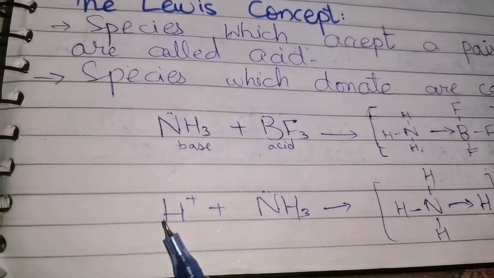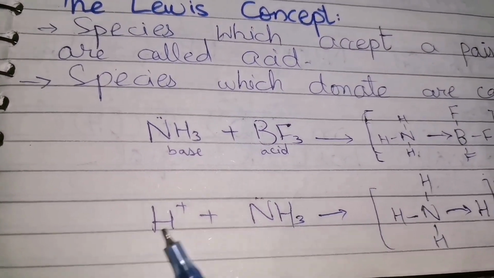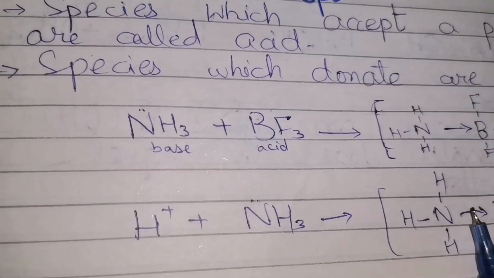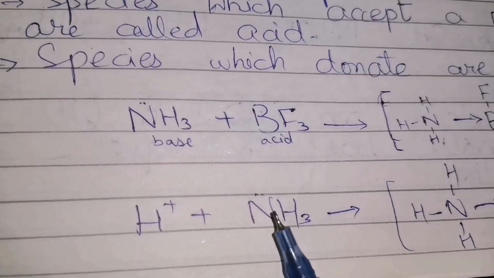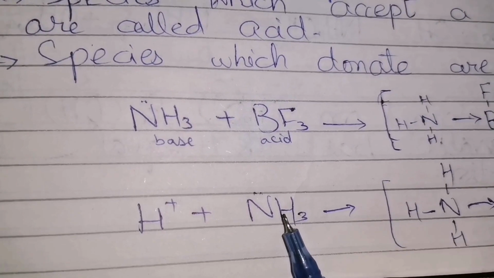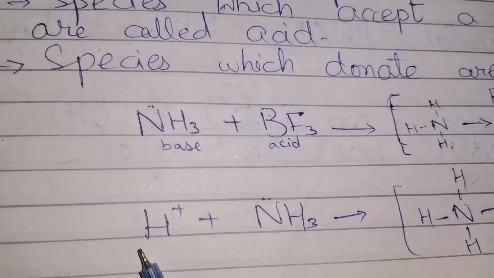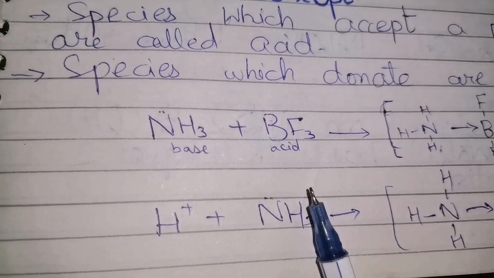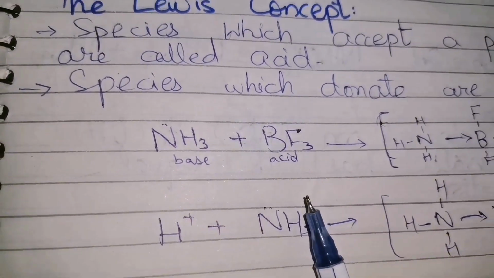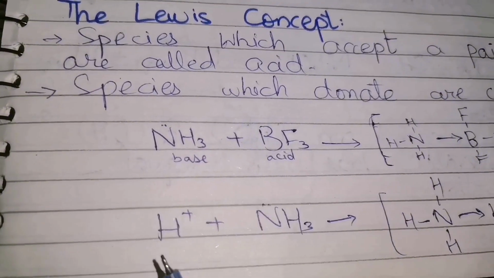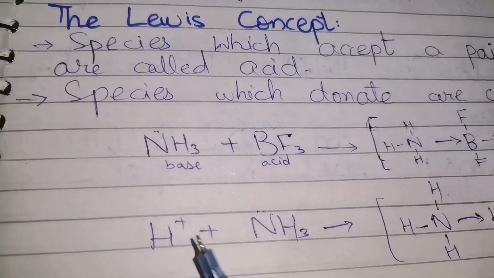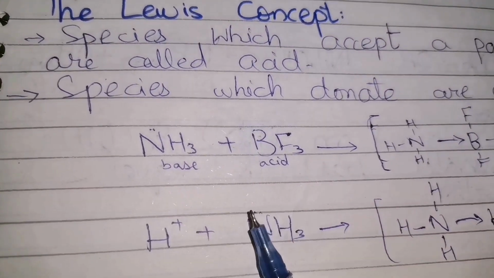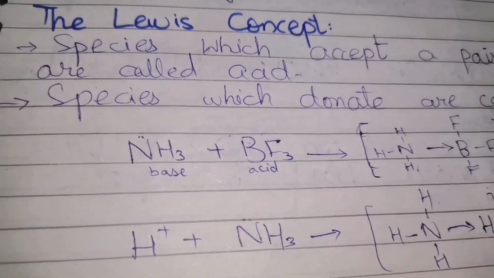In this case, it is a hydrogen ion and it reacts with NH3 and forms ammonium ion. Now, NH3 donated the pair of electrons to H positive. So NH3 will act as a base. The one which donates is a base in Lewis concept and the one which accepts is the acid in Lewis concept. So base is a substance that donated the pair of electrons to the acid.